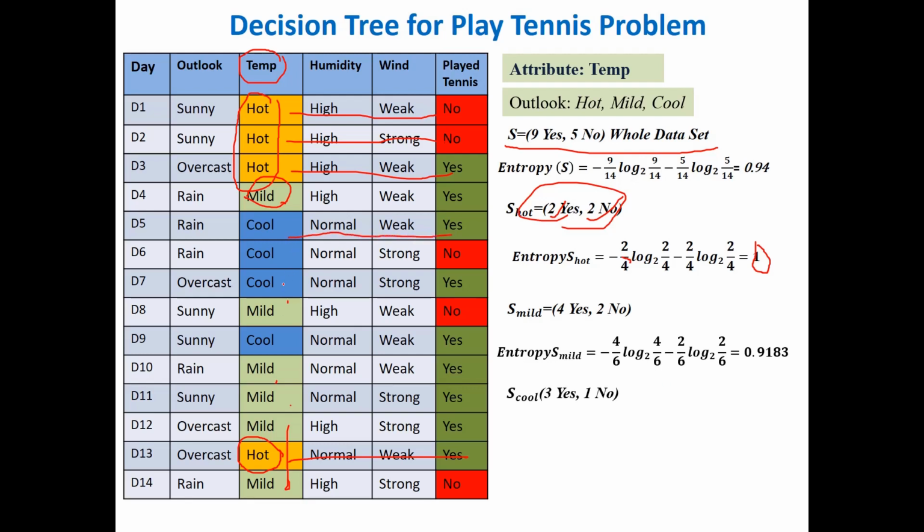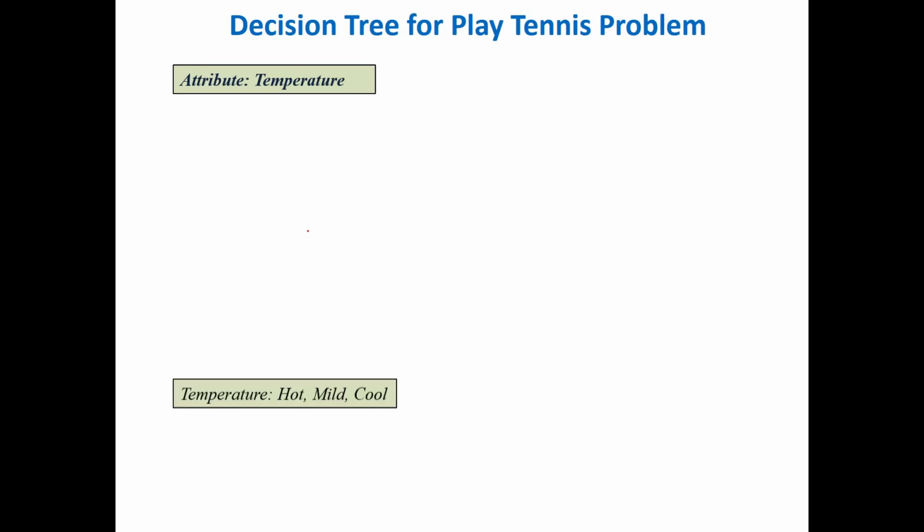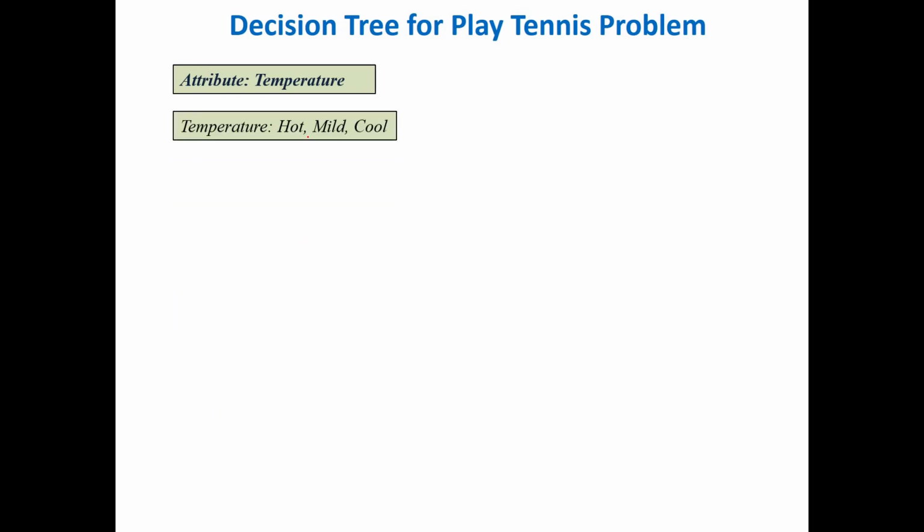And the third one is the cool variable. This cool variable has 4 examples. Out of these 4, 3 are yes and only 1 is no, which is the negative example of cool. So the entropy of cool is minus 3 by 4 log to the base 2 of 3 by 4, minus 1 by 4 log to the base 2 of 1 by 4. It is 0.8113.